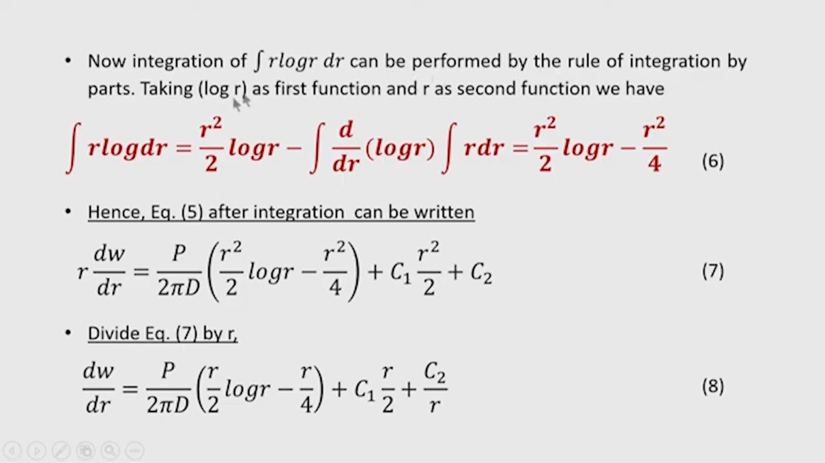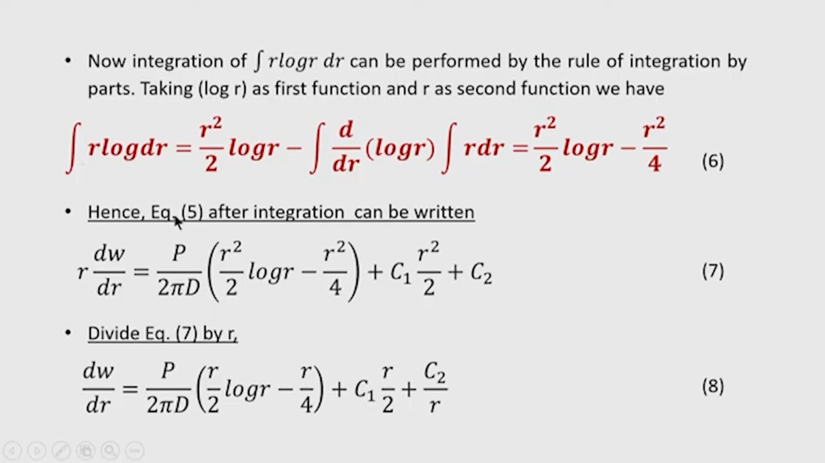Now, you have to note very clearly that when I integrate this r log r, then log r has to be taken as the first function and r has to be taken as the second function. So, after integrating, we get on the right hand side that the integration of r log r is equal to r square by 2 log r minus r square by 4. So, this is the integration of r log r dr.